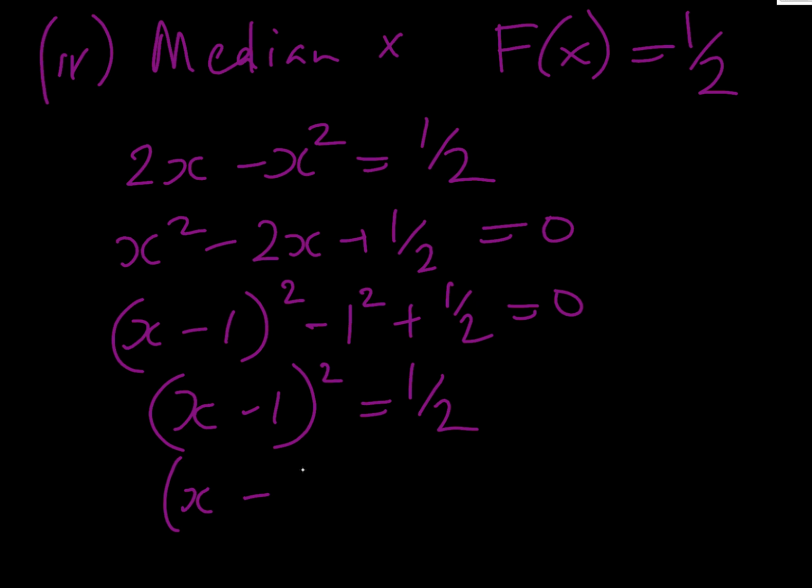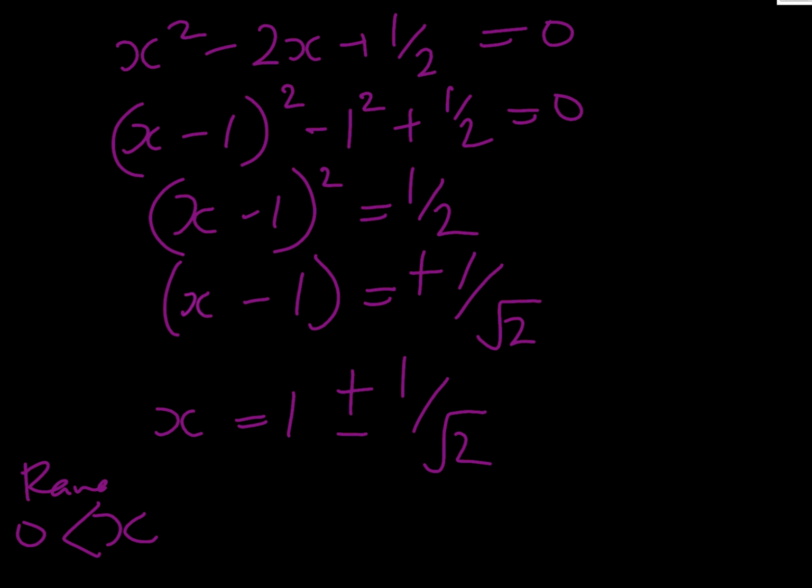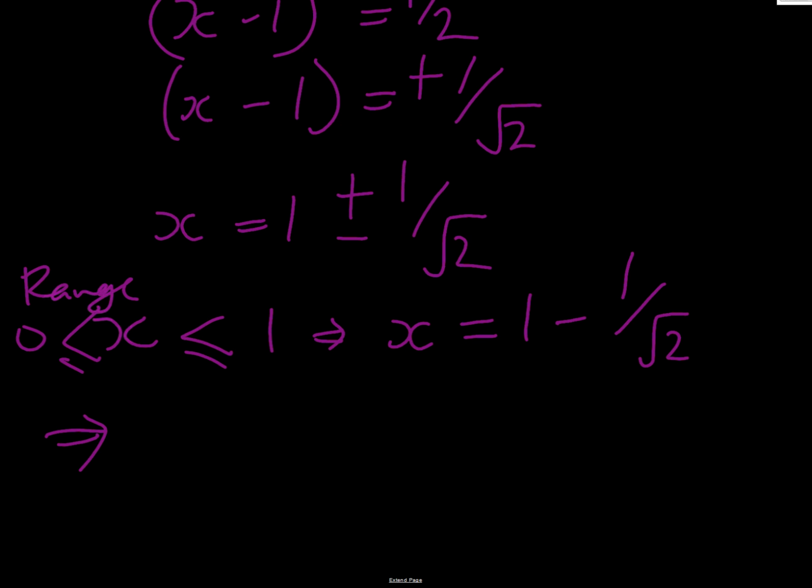Therefore, x minus 1 equals plus or minus 1 over the square root of 2. Therefore, x equals 1 plus or minus 1 over root 2. Now, we've got to choose which one of those is right, but we know the range here was from 0 to 1. Therefore, the only solution to this median that is in the range is 1 minus 1 over root 2. Just tidy that up slightly. So therefore we have reached our conclusion. Therefore the median of x equals 1 minus 1 over root 2.